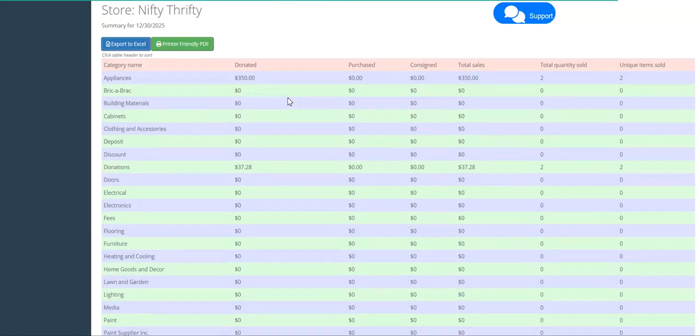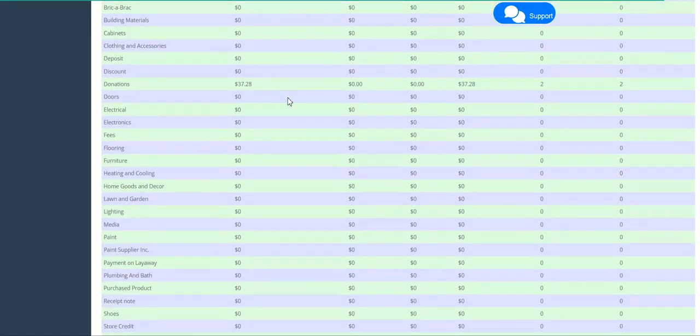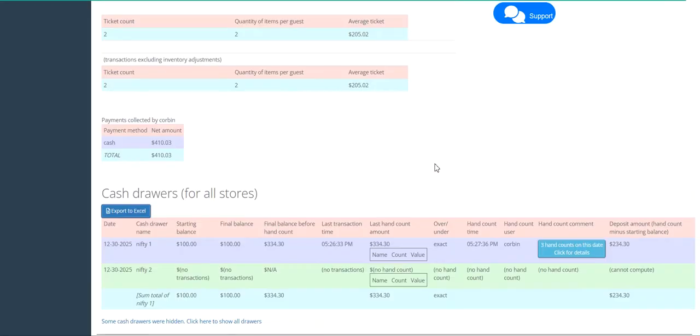So notice in the daily summary report, in the cash drawer table down here, initially it looks like there's no problem with cash as the over and under amount is reported as exact. But notice that this is just the last hand count, 334.30, minus the final balance before that hand count. But what you want to pay attention to is how many hand counts were reported in that drawer on that day. There should always only be one.